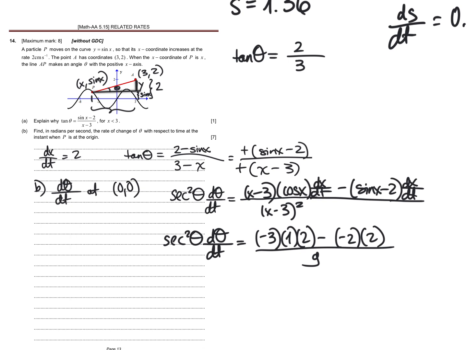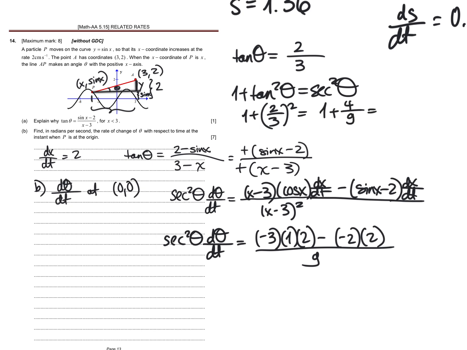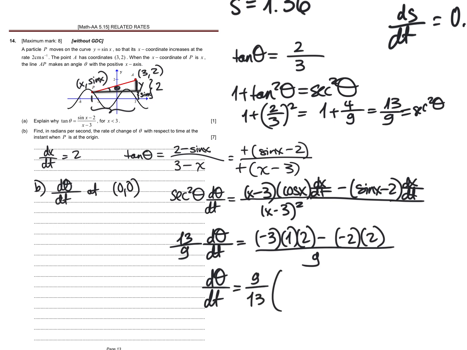Okay, so then we're going to have the relationship, because it's without calculator, you have to find the relationship between tangent and secant squared. So that's 1 plus tangent squared is secant squared. So we're going to have 1 plus (2/3) squared, which is 1 plus 4/9, which is 13/9 is secant squared. Okay, so here is 13/9. So now we're going to cross multiply by 9/13. And this is (-6 plus 4) over 9. So this is -2/13. And that's radians per second.